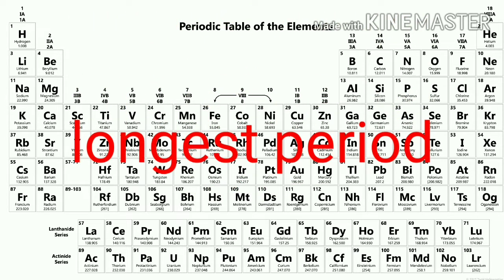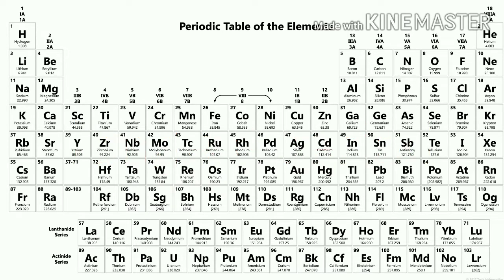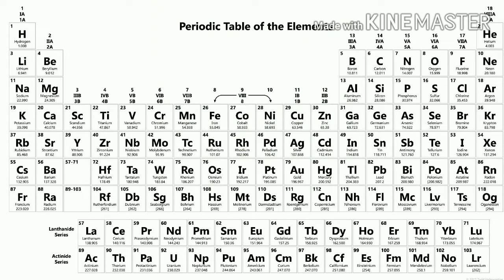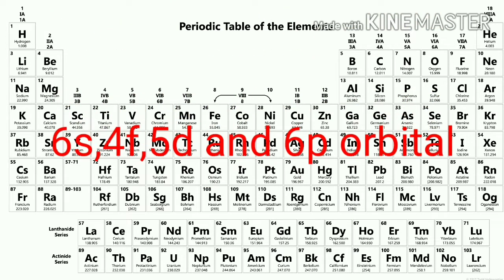This period corresponds to the sixth energy level, that is P shell. For P shell, the principal quantum number is equal to 6. This period involves the filling of electron in 6s, 4f, 5d, 6p orbital.